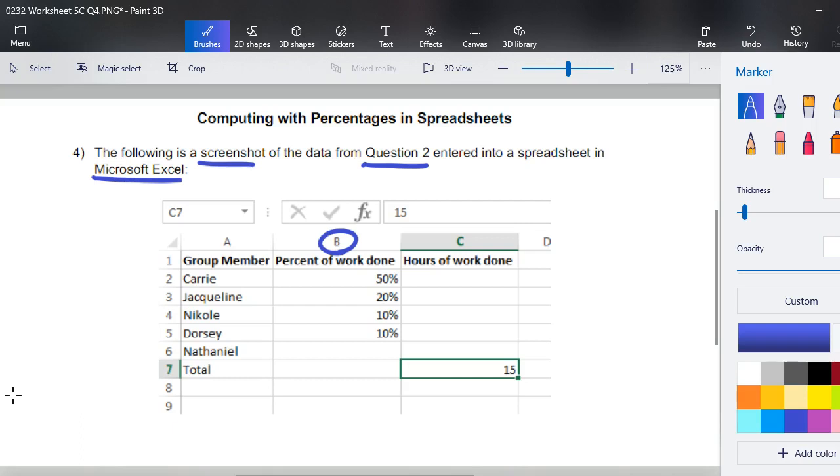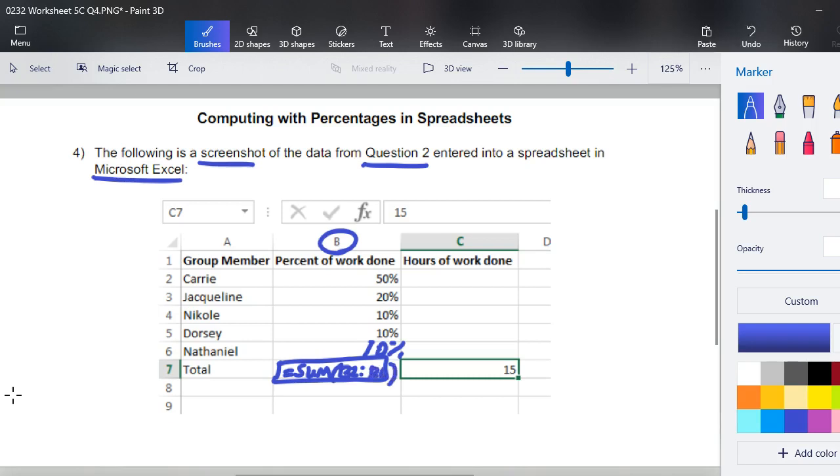Enter into cell B7. Where's B7? This would be B7. What would we enter into B7 to check to see that all of these are adding up to 100%? Well, remember, we can say equals SUM. And when we do the sum, we want to get the information in B2 and add it all the way down to B6.